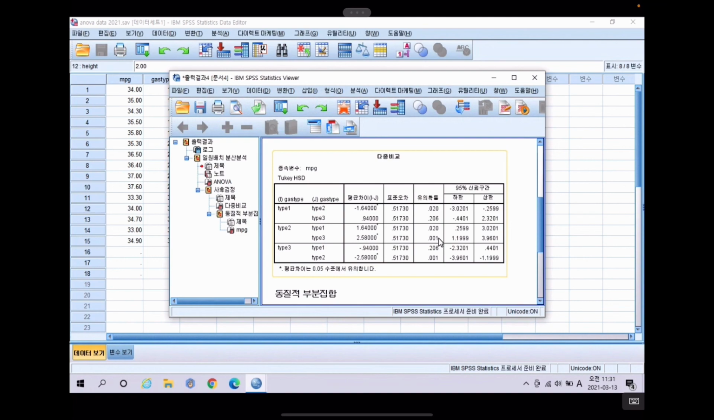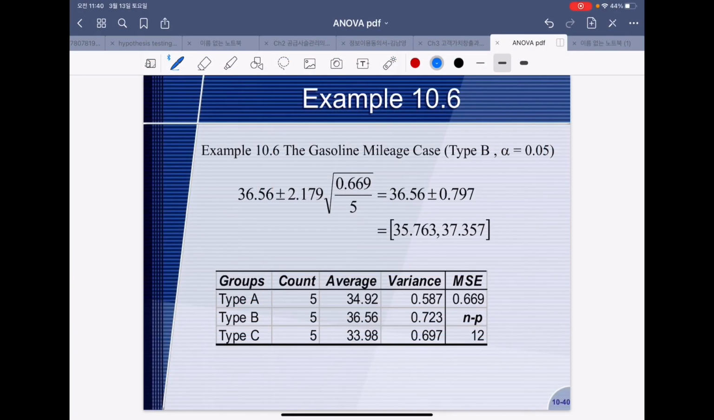Let's go back to PowerPoint, right? We are back. So from the results of pairwise comparison, it turned out that mu1 and mu2, mu1 and mu3, and mu2 and mu3, right? mu2 is different from mu1 and mu3, right? From this, you see, this one has a higher average, right? The second group is different from the other two, right?